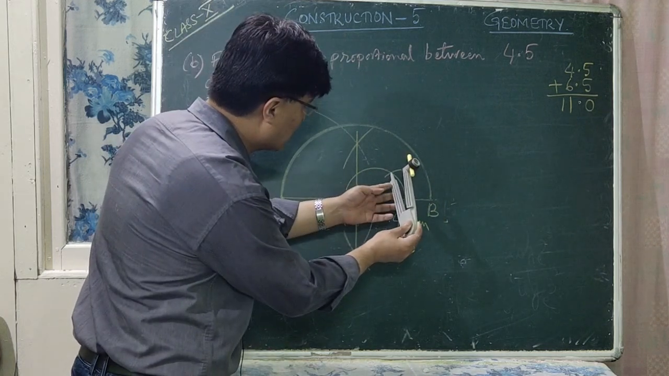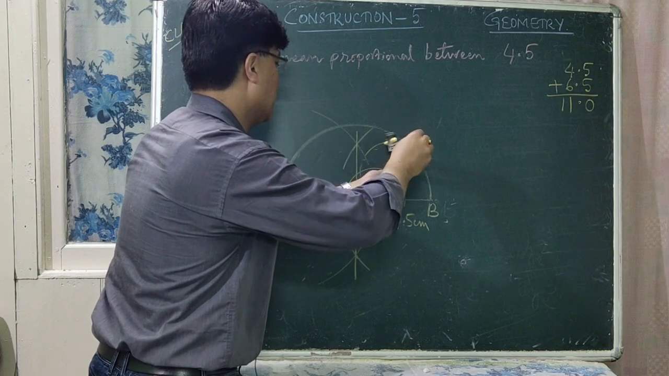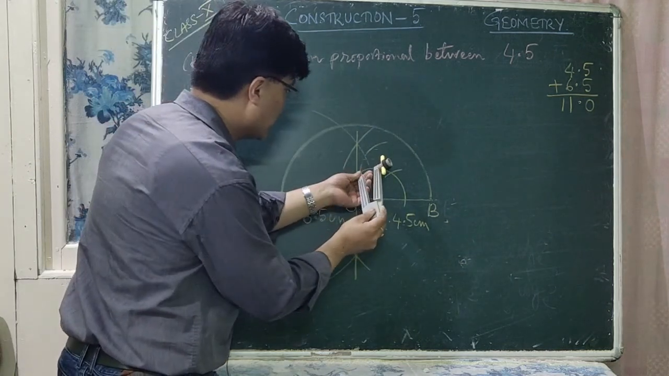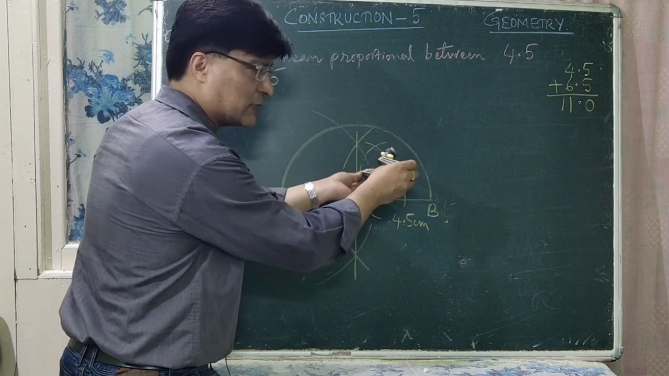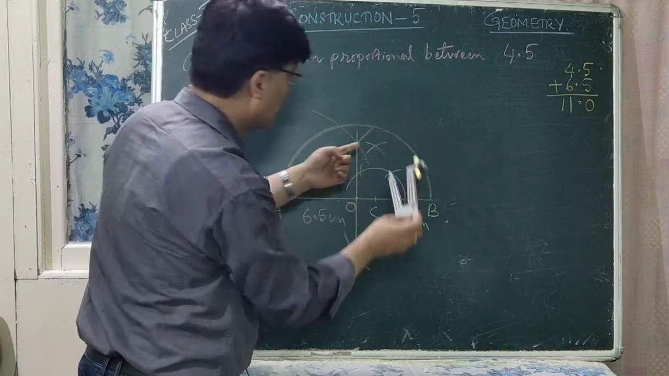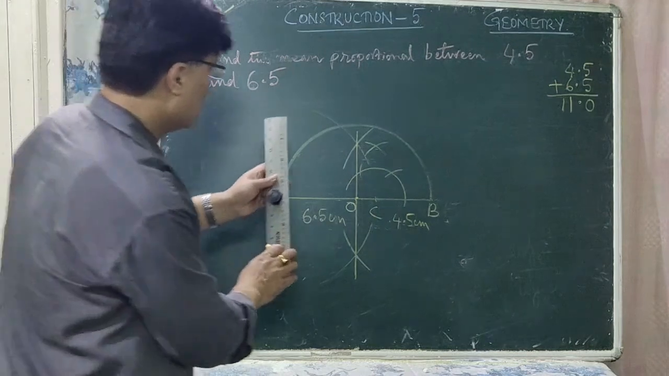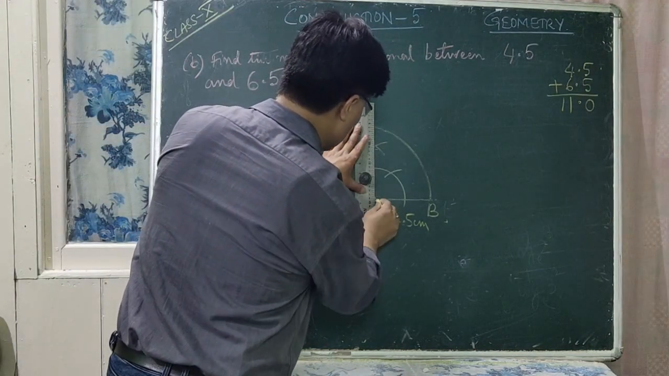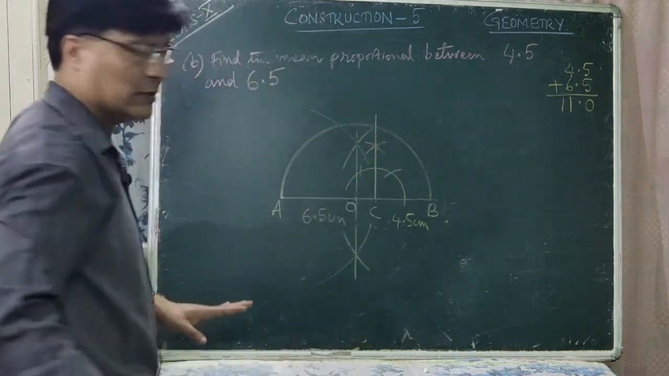Keep the pointed needle at this point and draw an arc out here. Again keep the pointed needle out here and draw an arc here and here. Now again you can't change this compass. Again keep the pointed needle at this point. Now draw an arc here so that it will intersect the previous arc. Is that clear to all of you? Now join these two points.